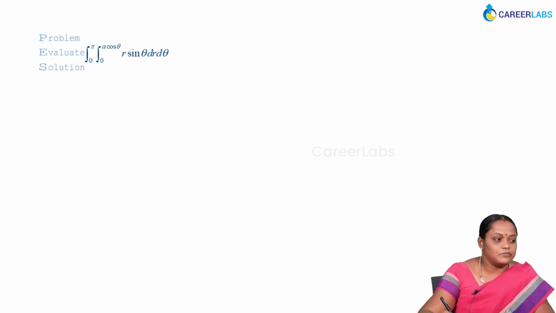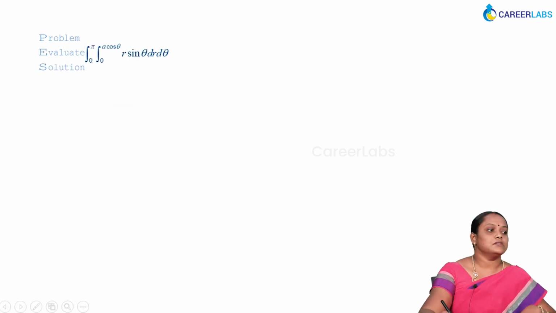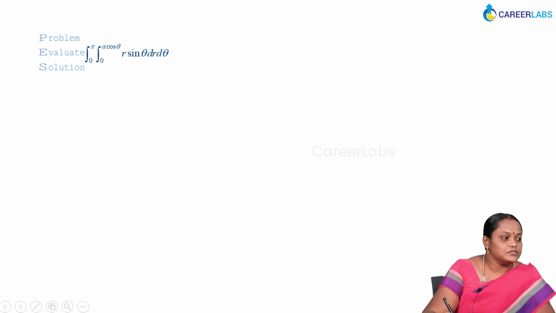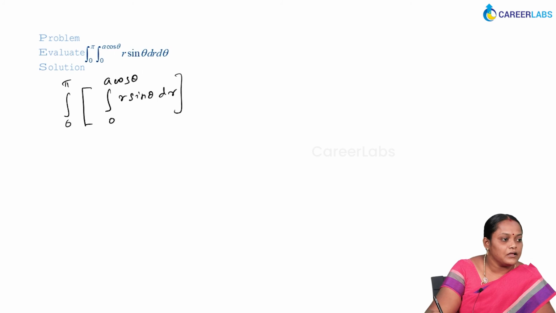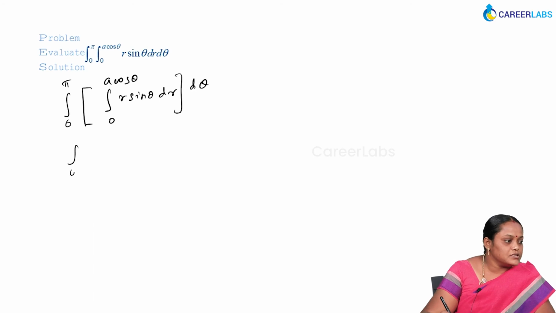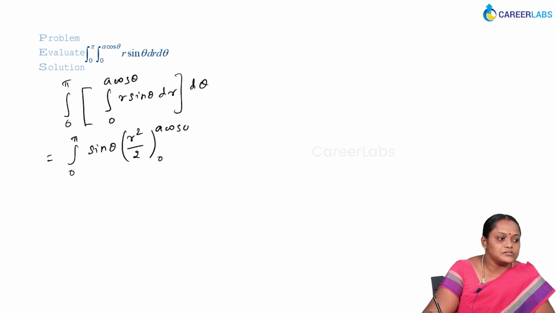Next we will move on to the next problem. So we are going to evaluate the double integral 0 to pi and 0 to a cos theta, r sin theta dr d theta. So here it is integral 0 to pi and here it is integral 0 to a cos theta r sin theta dr d theta. So now in the inner integral, it is a combination of r as well as sin theta, and we are going to integrate this with respect to the variable r and treating theta as a constant. So this is integral 0 to pi, sin theta will remain as it is. For r, it is r square divided by 2 over the limit 0 to a cos theta d theta.